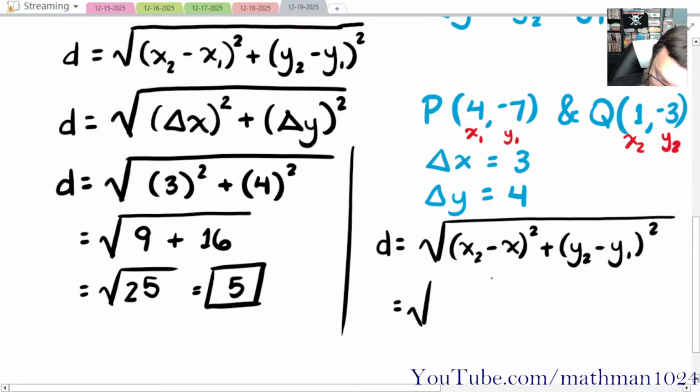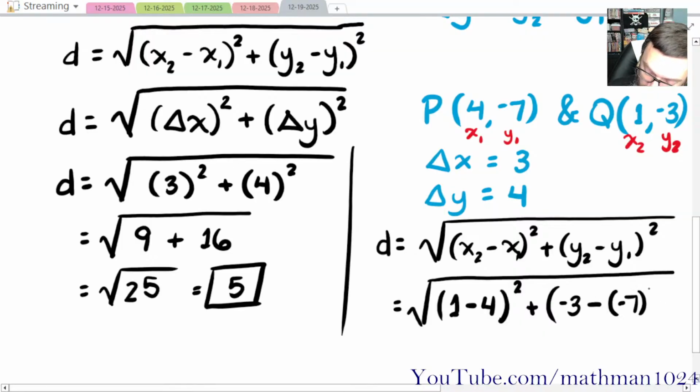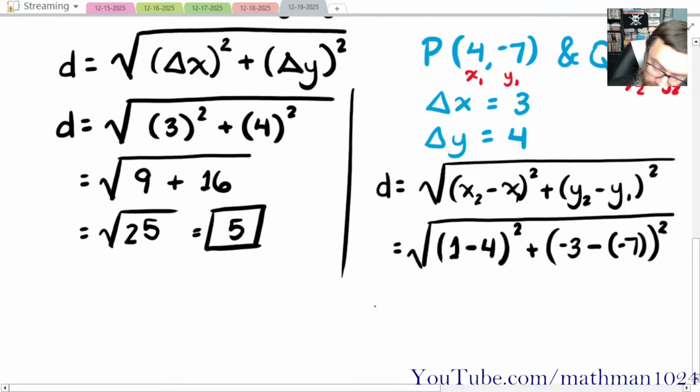All right, so big fraction here. So if I apply this formula using these coordinates, x2 is 1 minus, well, there's a 1 there, I guess it got lost, and x1 is 4. So we find that difference and we square that. So then we look at the y coordinates. y2 is -3 minus, and this is where things get kind of tricky, it's minus -7. So you got to be very careful about your signs. All right, so then we just kind of work out the rest of this.